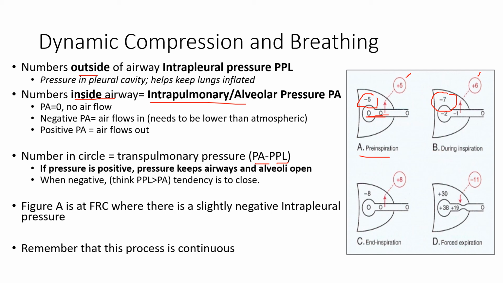That's not a good thing, right? So we always want this value to be positive because it keeps the airways and alveoli open. It's greater than the pleura, right? If the pressure in the pleura was greater than it was in the airways, it would compress the airways. So during inspiration, again, the airways are open because they are at atmospheric air pressure. The pleurae are negative relative to atmospheric.